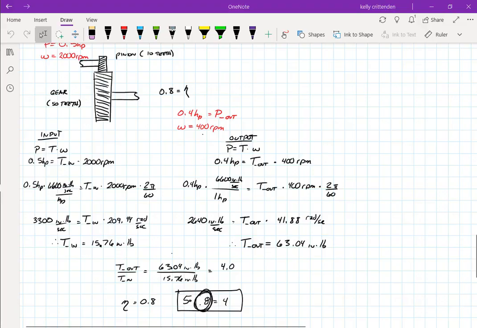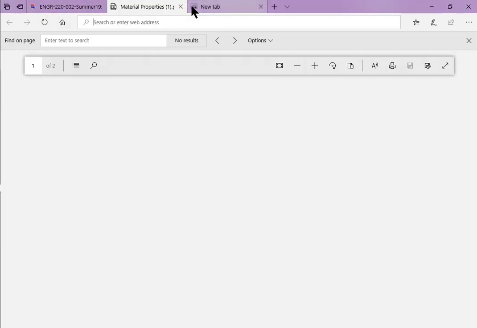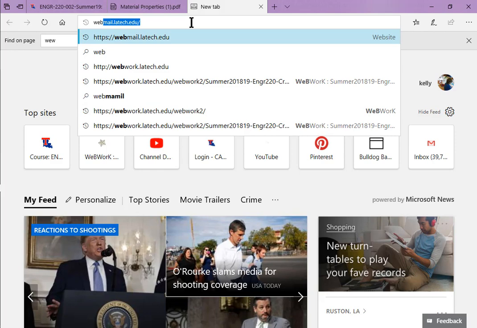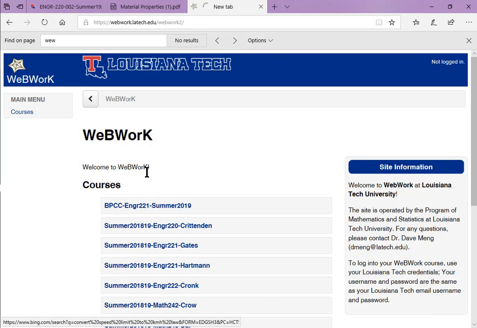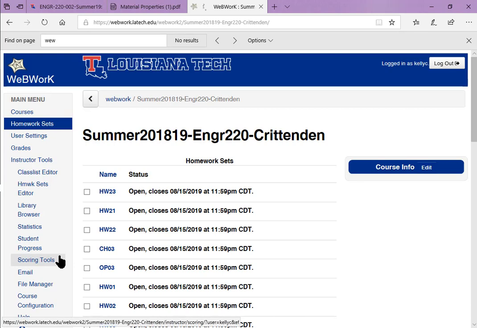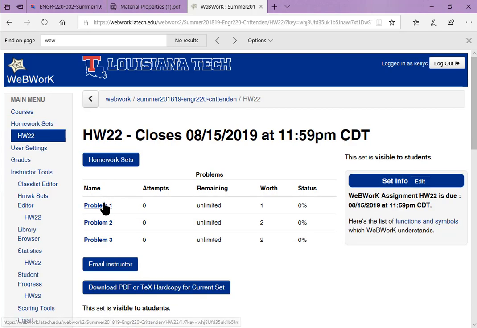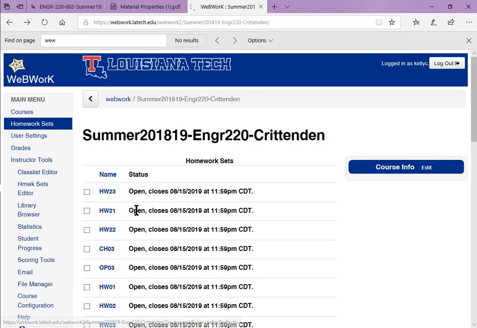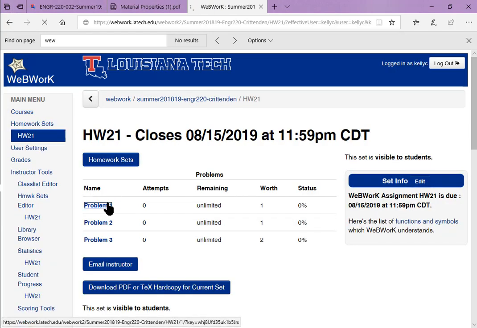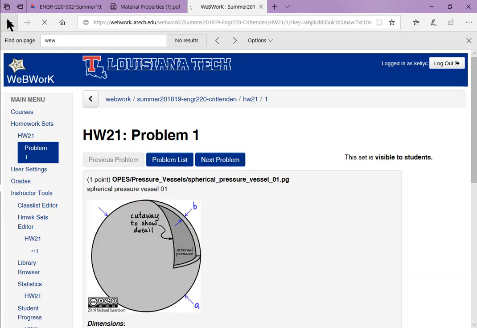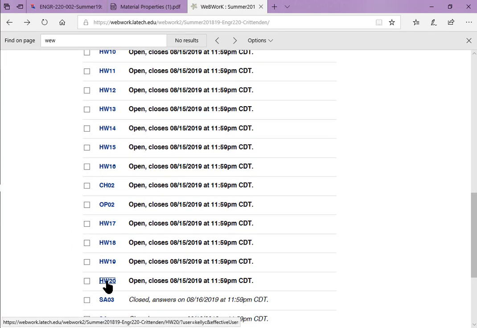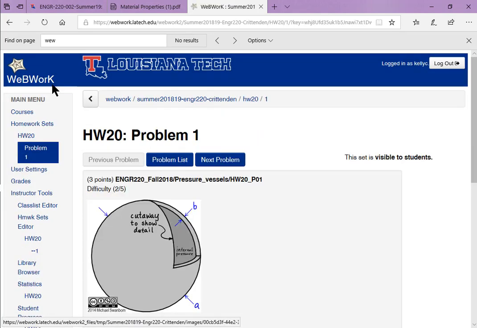What I was going to do is look in WebWork and see what kind of things we're going to ask you to do. I'm actually not even sure which problem set these are. Let's see. Nope, that's stress concentrations. So this is probably pressure vessels. Yes. So maybe this one. No, that's more pressure vessels.